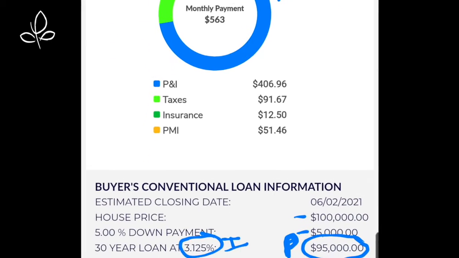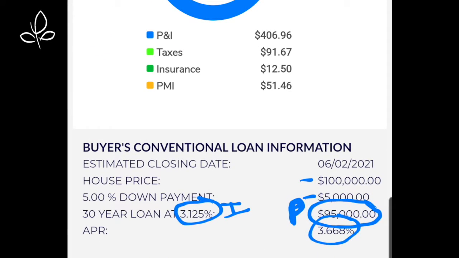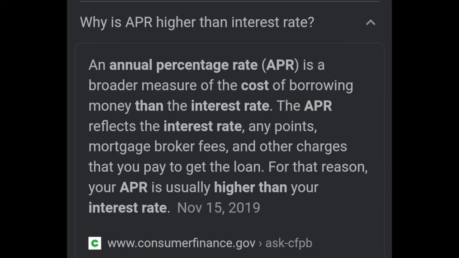I'm sure some of you have noticed, what's that 3.668 number doing there? That's the APR. The reason that is higher than the interest rate here is because the APR is the interest rate plus the other charges and fees involved in originating, or creating, the loan in the first place.